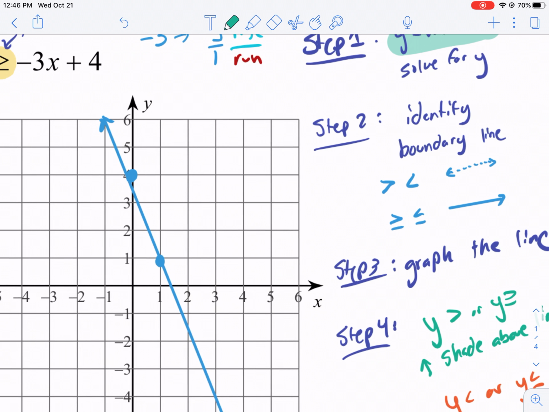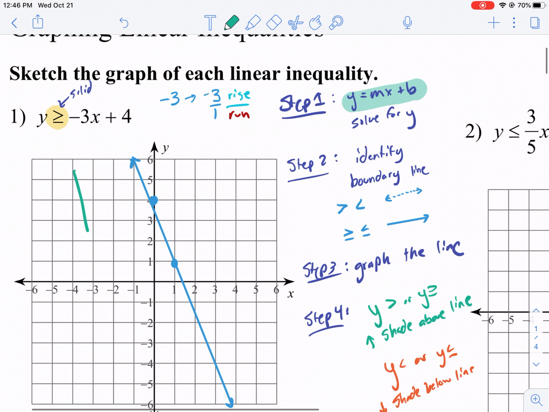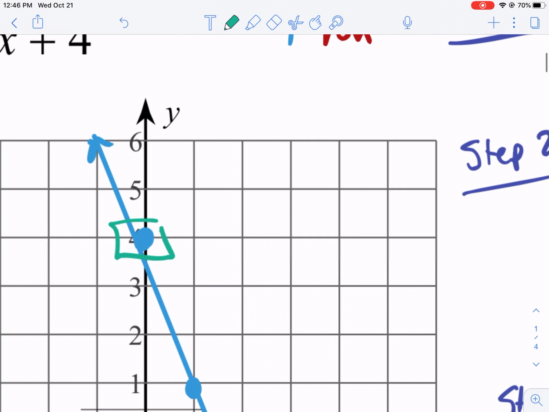shade above the line. Now, a lot of students mix this up, especially when it starts getting really steep. They're like, oh, I don't know which one's above. How do you know which one's above? To find out which one's above, you can always just go to any point. In this case, the y-intercept's usually the easiest one to go to. And you just see, okay, where is there a point above this? Well, there's a point above right here, right here. Those are all points above.